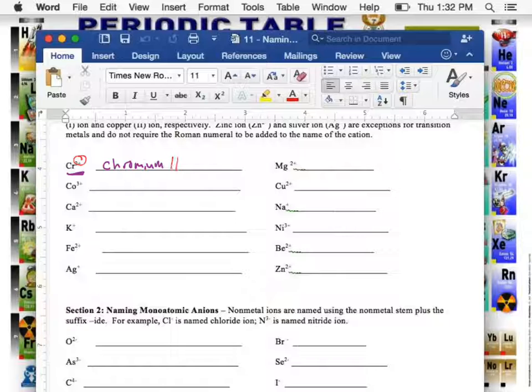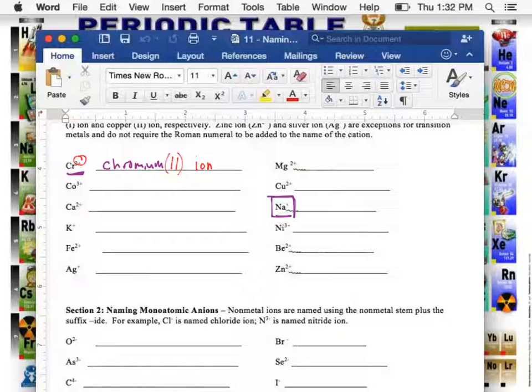Okay, so we use Roman numerals, chromium 2. By writing chromium 2, it's implied already that it's an ion. You don't need to add the word ion, but it's usually nice to be extra clear. Okay, so let's take a look at one more. How about this one? Second column.